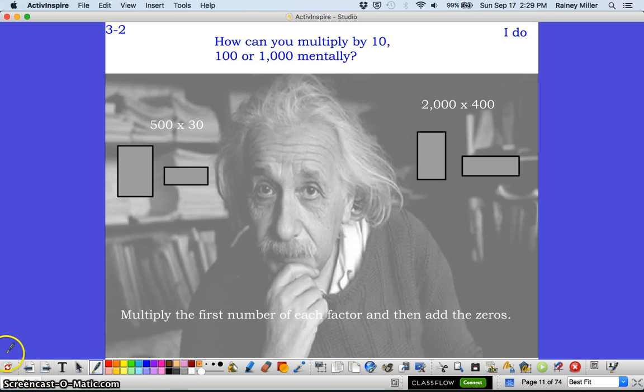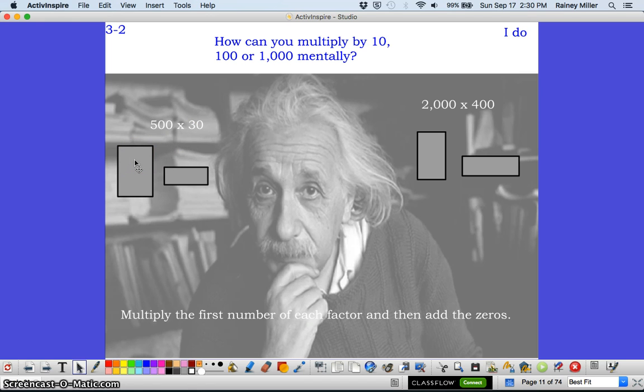All right, so we're going to talk a little bit about how to multiply by 10. That's kind of slick and easy. It's kind of tricky, which is fun. So if you multiply the first number of each factor and then add zeros to it, you get the answer. So for instance, I have 500 times 30. Now if I look at that and go, oh my gosh, how am I going to solve that? Well, all that I have to do is break it into a couple different parts.